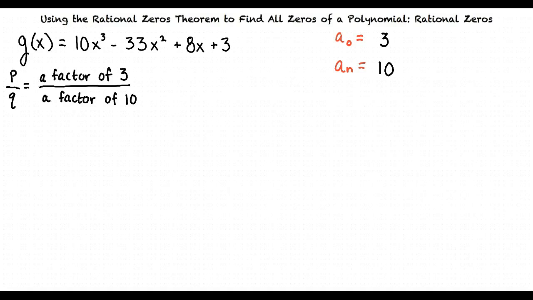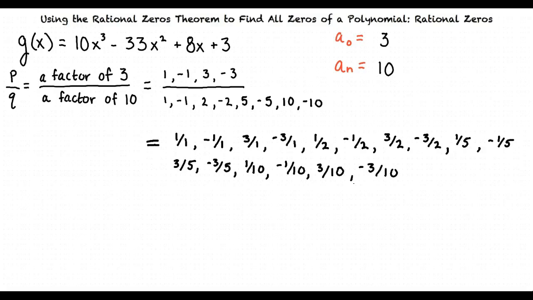That's right. The possible values of p are the factors of 3, positive and negative 1, and positive and negative 3. The possible values of q are the factors of 10, positive and negative 1, positive and negative 2, positive and negative 5, and positive and negative 10. So the possible values for p over q are listed below.